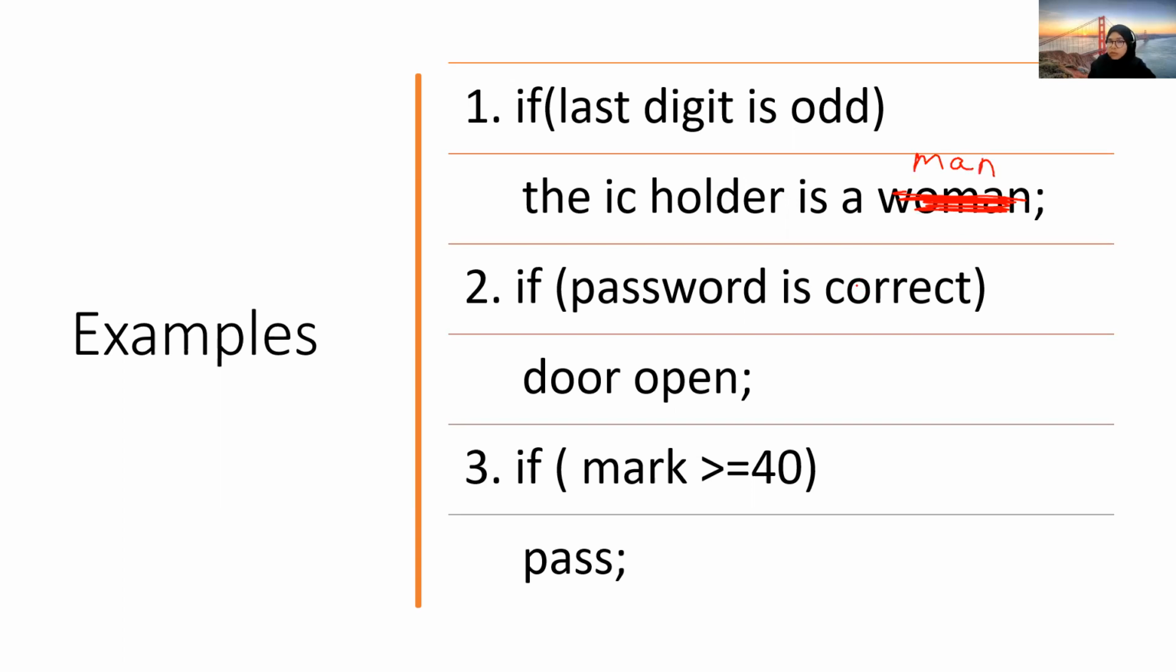So there are two ways to fix your if statement. Either the rule is wrong or the statement is wrong. So either one you can change. Now let's look at the second question, second example. If the password is correct, so as long as this is true, then the door will be open.